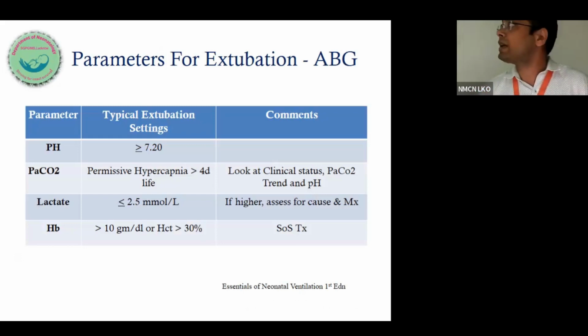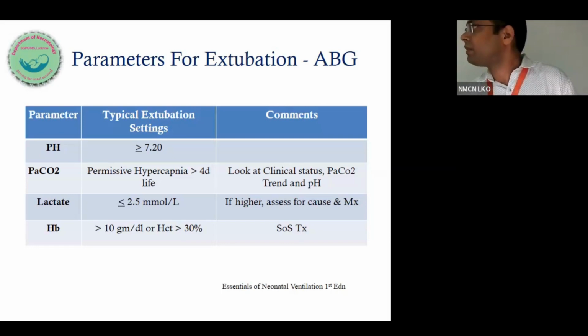So parameters of blood gas prior to extubation, the pH should be more than 7.20. We should remember that permissive hypercapnia should not be practiced within the first 72 to 96 hours, because it can lead to IVH. Not only the high levels of PCO2, but also the fluctuations in PCO2 can lead to IVH. So permissive hypercapnia is best avoided in the initial days, and thereafter we can practice permissive hypercapnia. Then we should see that there is no metabolic acidosis in the blood gas, and the hematocrit is optimized.